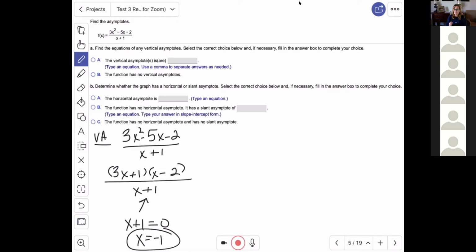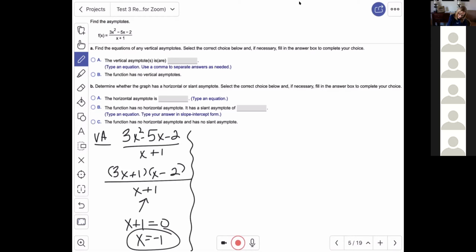I've just seen people in the past that want to set the numerator equal to 0 also and list 3 different asymptotes. Make sure it's only the denominator. It's for the vertical asymptote. All right? Okay, so that's the first one.